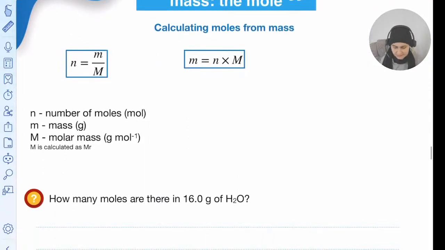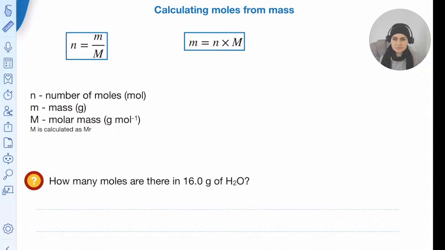Next, these two formulas are the most important ones in the whole syllabus. So moles is mass divided by molar mass. Mass is moles times molar mass, right? So you need to know how to rearrange them. Again, I think it's fine. Maybe let's practice one question.